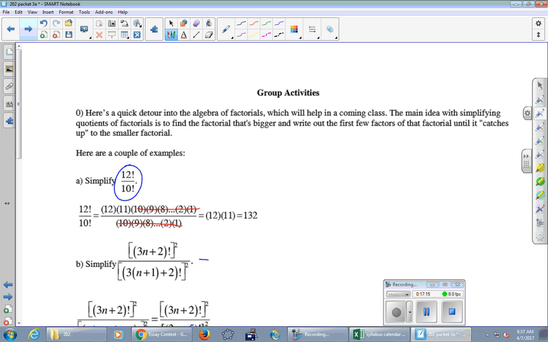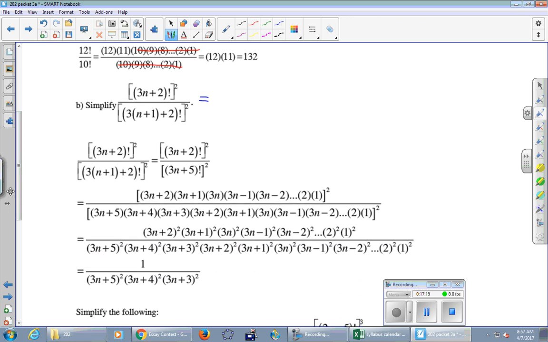Okay, this next one is tougher, but let's see if we can do it. This is written out, but I'm going to write it out again here. So maybe don't look at all that typed up stuff. (3n plus 2) factorial over (3(n plus 1) plus 2) factorial, both of those squared. I promise this was not just made up to torture you. We're actually going to have to simplify things that look exactly like that real soon. So let's do the algebra piece today.